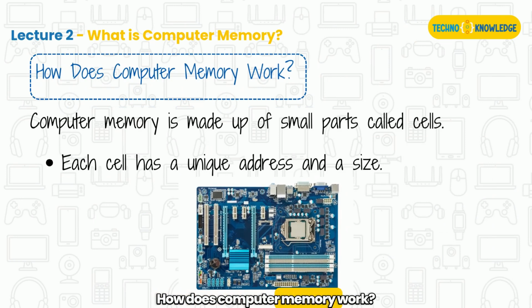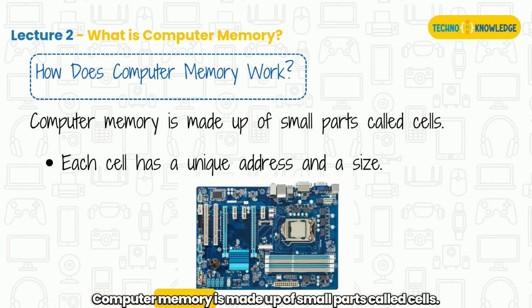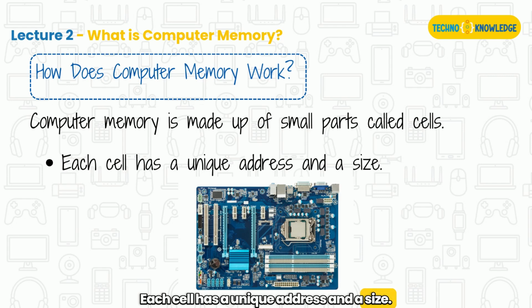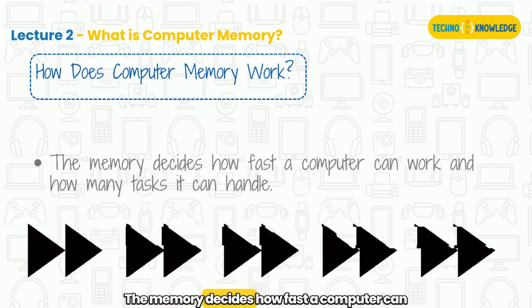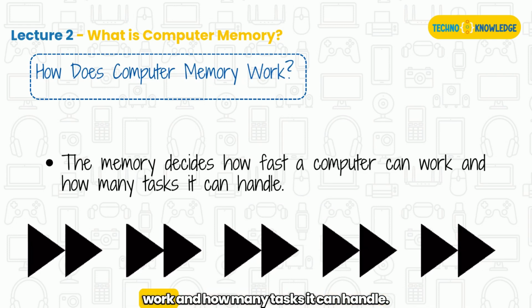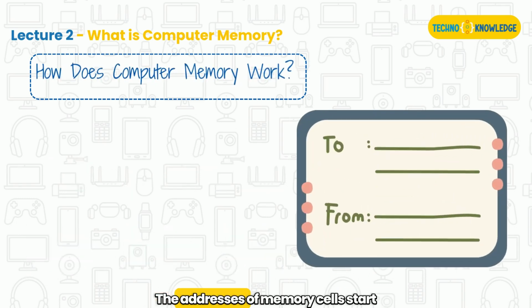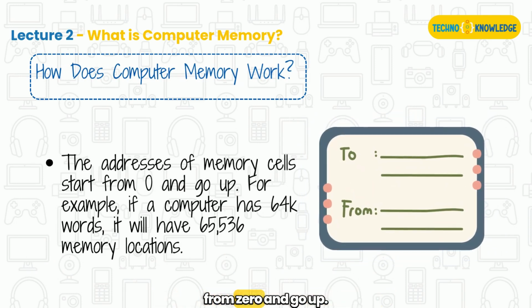How does computer memory work? Computer memory is made up of small parts called cells. Each cell has a unique address and a size. The memory decides how fast a computer can work and how many tasks it can handle. The addresses of memory cells start from 0 and go up. For example, if a computer has 64K words, it will have 65,536 memory locations.